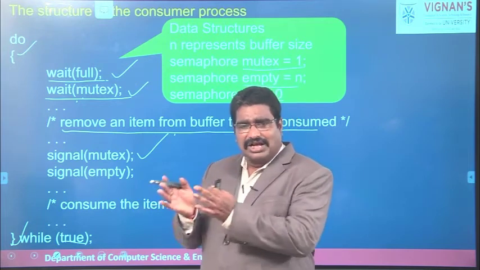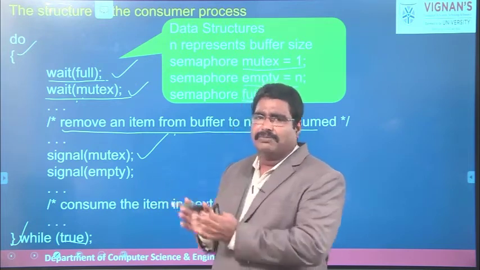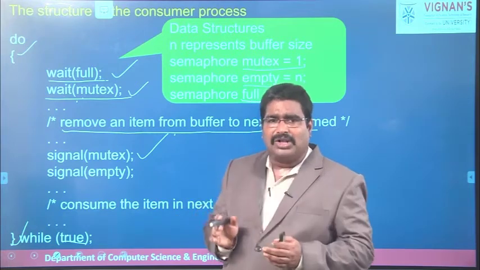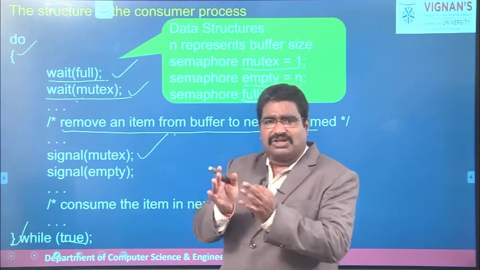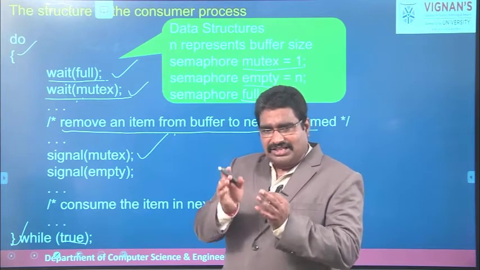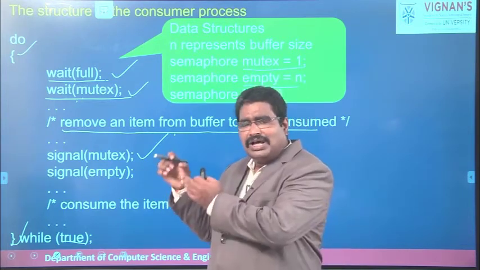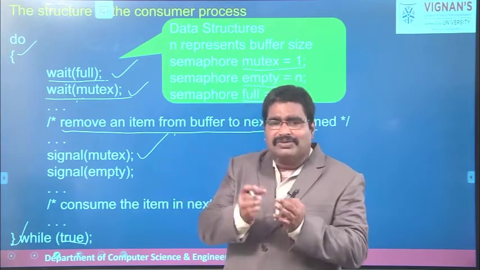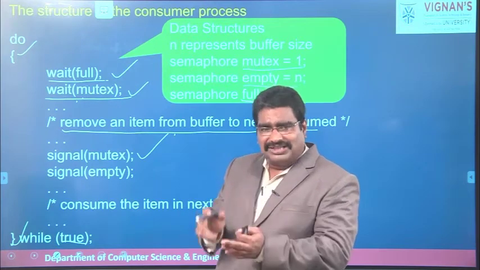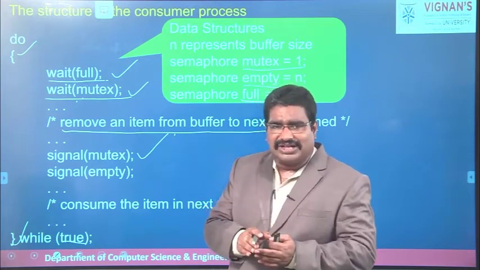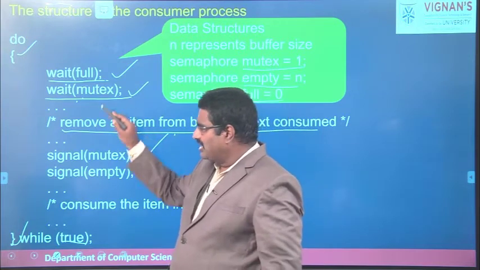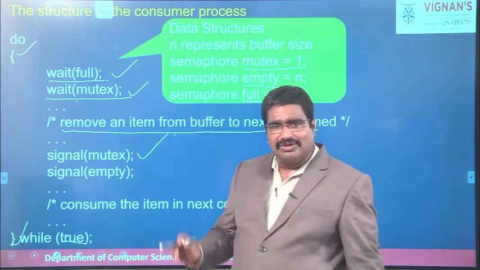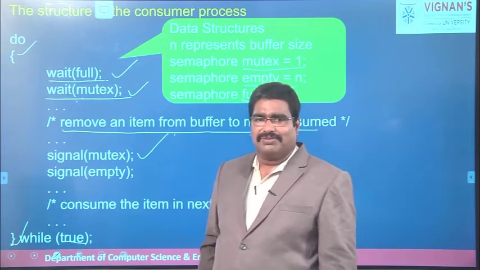is modifying the buffer, and the consumer process is also modifying the buffer. So, buffer is a shared memory location. At any instant of time, only one process is allowed. Either the producer is allowed to place the item or the consumer is allowed to take the item. Only one is allowed. For that reason, to achieve the mutual exclusion condition, we are using the wait mutex and signal mutex.